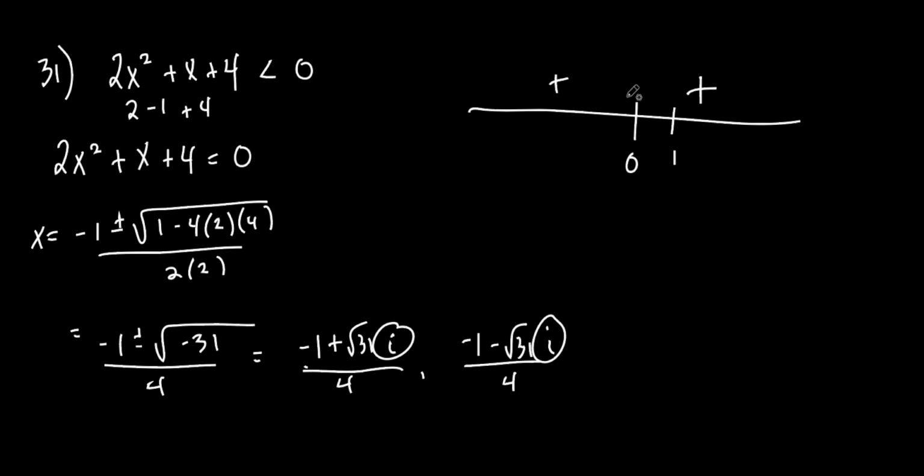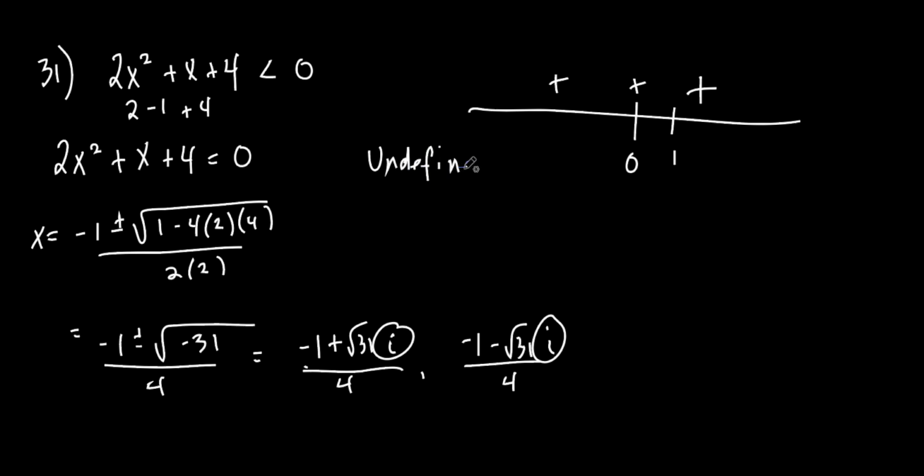Is 5 less than 0? No, it's always positive. So look, what if I put a 0 in for this? 2 times 0, that's 0, 0. 4, is 4 less than 0? No. So even at 0, it's positive. So are there any places on here at all that are negative? No, there's no negative spots on here at all. So guess what we say about this? We say it's undefined.